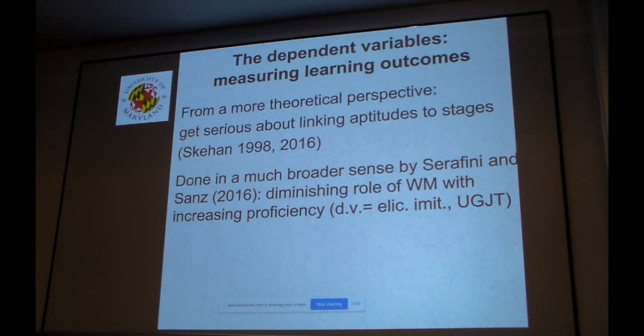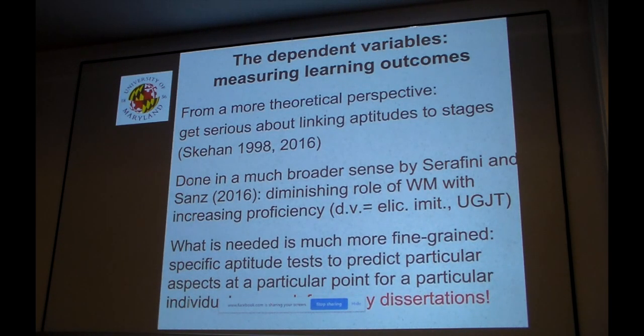Some people have done something along these lines in a broader sense, like Serafini and Sanz, who have looked at the diminishing role of working memory with increasing proficiency. The dependent variables there were untimed grammaticality judgment and elicited imitation. But what is needed here is, of course, much more fine-grained research looking at specific aptitude tests to predict particular aspects at a particular point for a particular individual. So in case you are looking for a topic for a dissertation or a thesis, there's plenty to do over there. Okay.